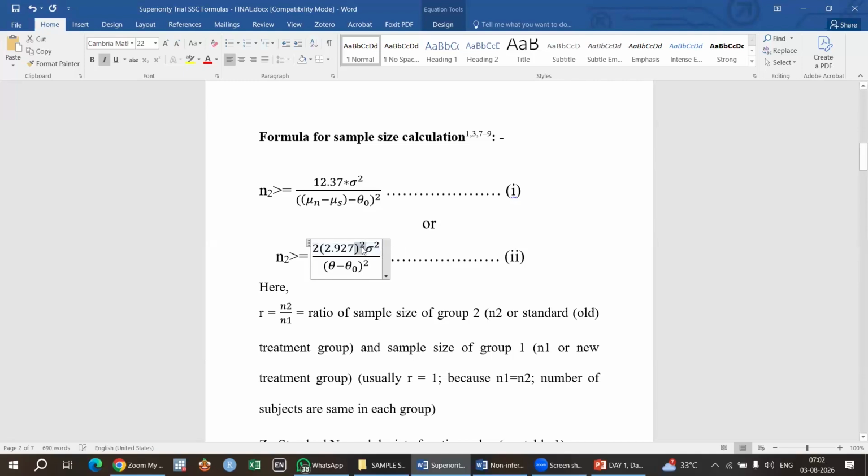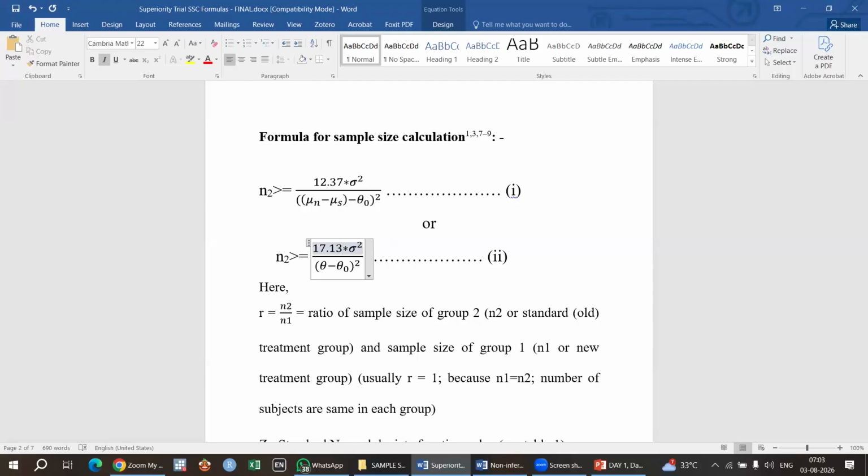Then again, what do I have to do? Multiply by 8.567. Then again, what do I have to do? I have to multiply by 2. So please give me the result. 17.13. So this is the formula to calculate sample size for 95% confidence interval, one-sided, and power of study.